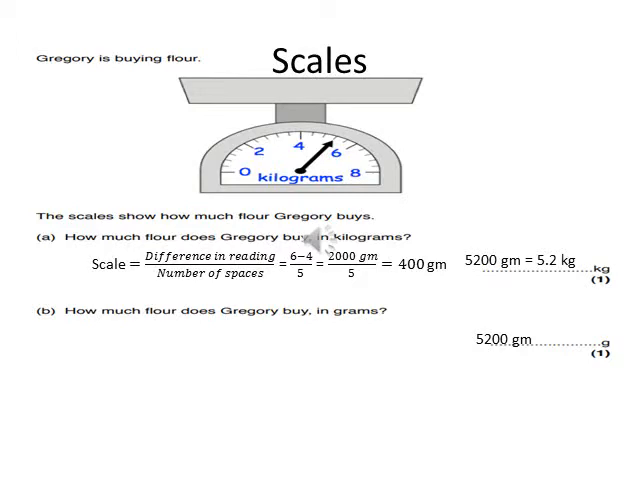So I will start, for example, from here to answer question A. It's 4 kilograms, and walk the first step: it's 4 kilograms and 400 grams. After that, 4 kilograms and 800 grams. And after that, 5 kilograms and 200 grams. So the first question asks how much flour Gregory buys in kilograms. It's 5,200 grams, which equals 5.2 kilograms. And question B asks how much flour Gregory buys in grams. We already answered that question, so it's 5,200 grams.